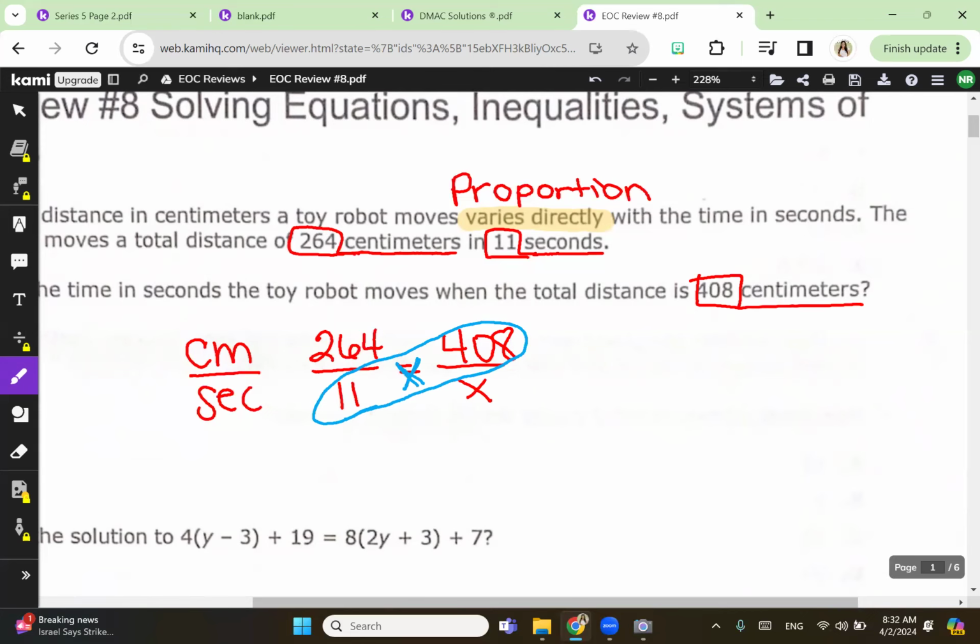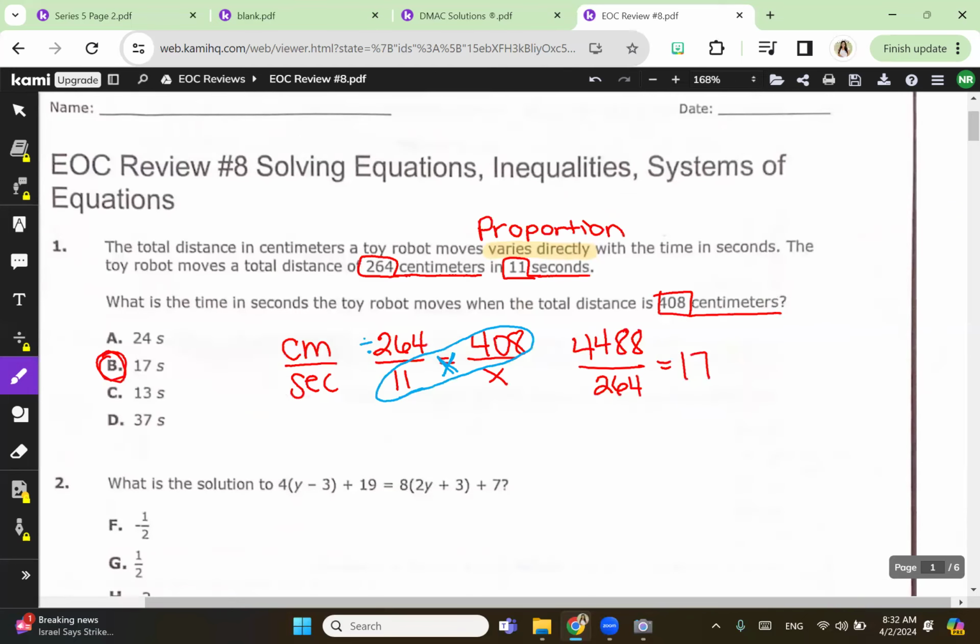Anyway, so you cross multiply the two numbers that are filled in and divide by the last one. So go ahead and multiply 11 times 408. What do you get? And then you divide by the last number. So we divide by 264 and you get 17. Your answer is B. ¿Preguntas?